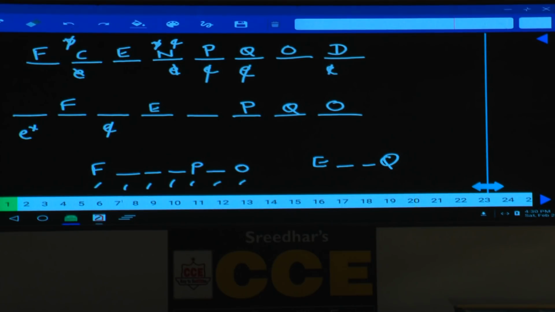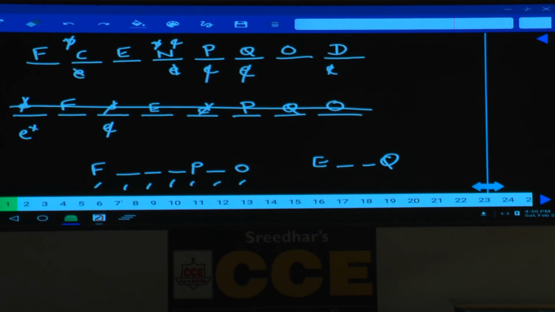Now, in this one, E and Q, this case is completely ruled out. Why is this case ruled out? Because D is neither an immediate neighbor of F nor P. D cannot be at this place, D cannot be here, and D cannot be here. There is no place left for D to sit, and the second case is completely ruled out. Now, we are left with only one case.